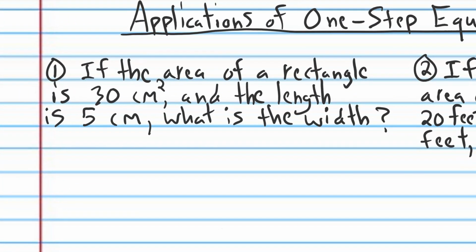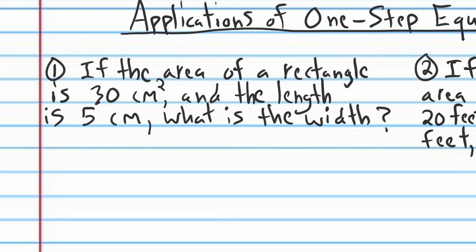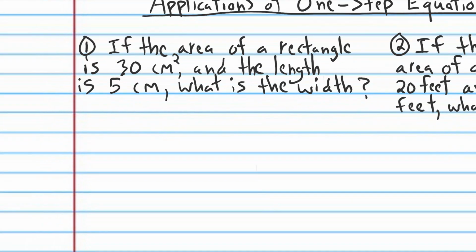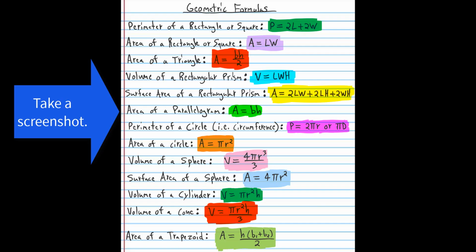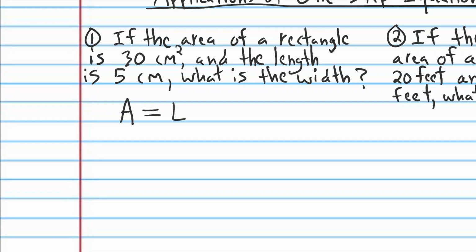If the area of a rectangle is 30 square centimeters, and the length is 5 centimeters, what is the width? Now, whenever you do these problems where you're applying algebraic equations, I always want you to write the equation first, just like in the last class. So if you get out your equations, we know that A is equal to L times W. Again, you have to write this formula first.